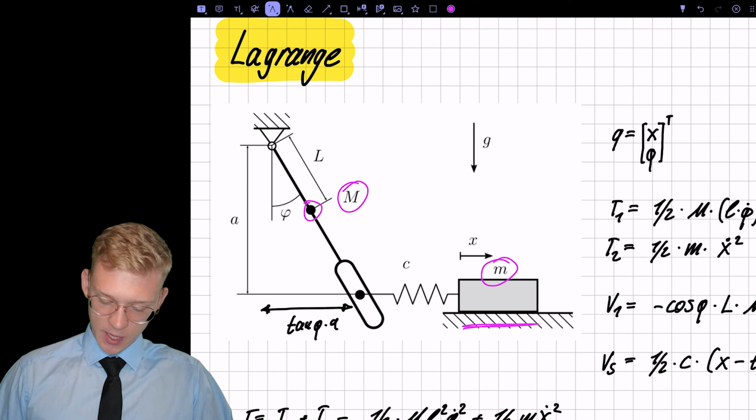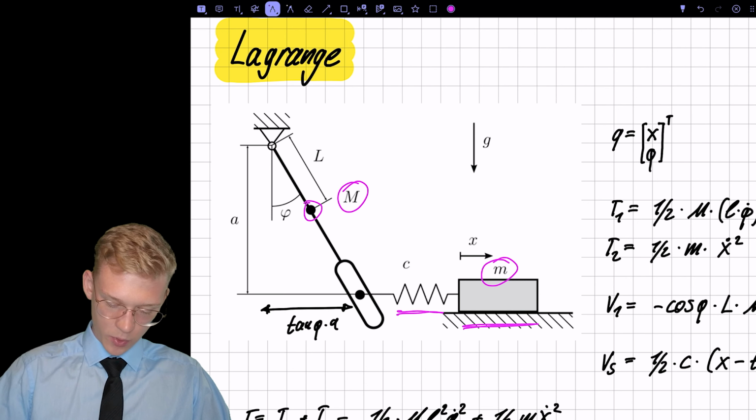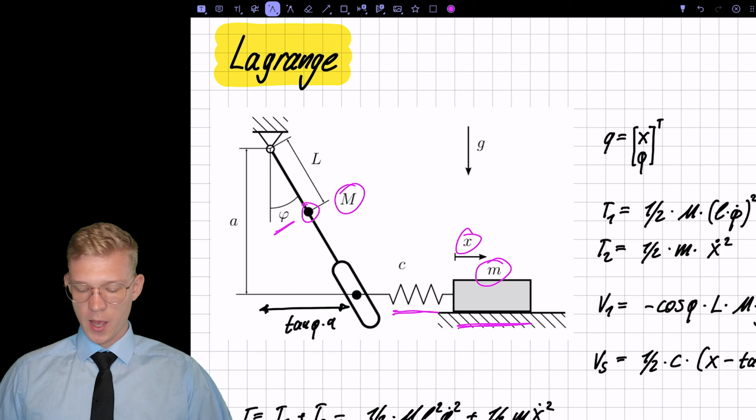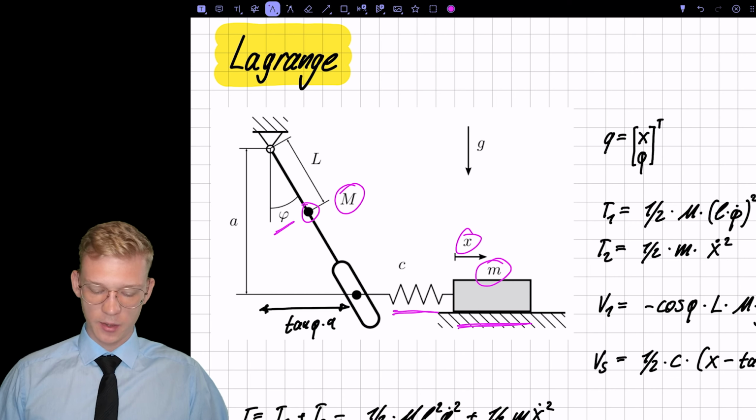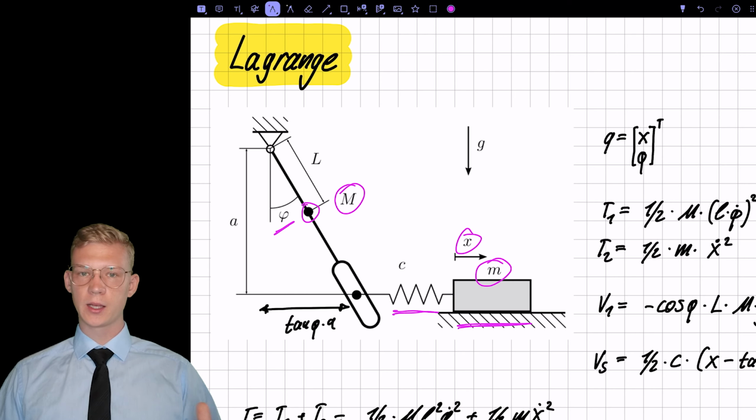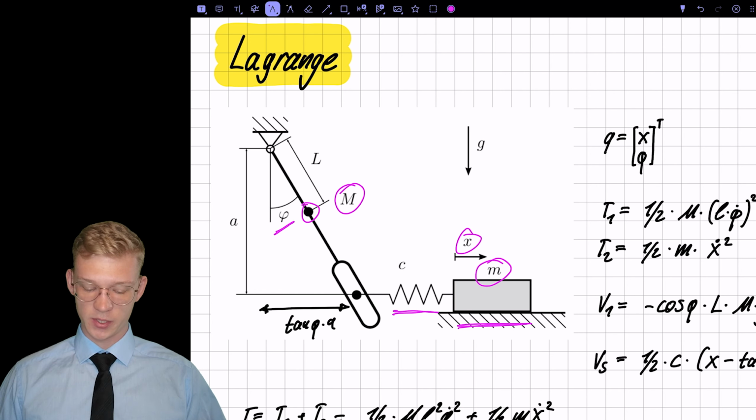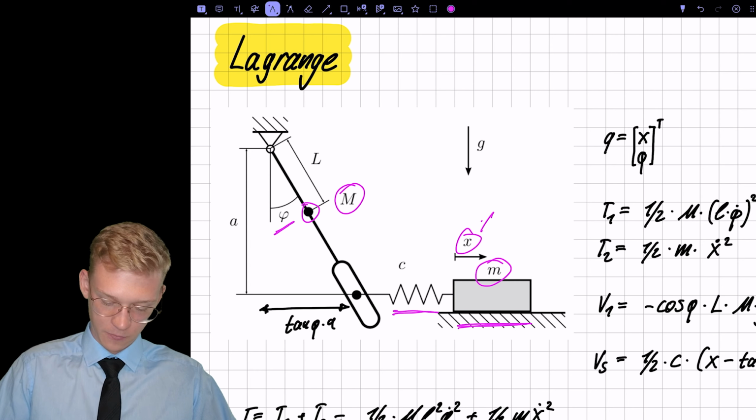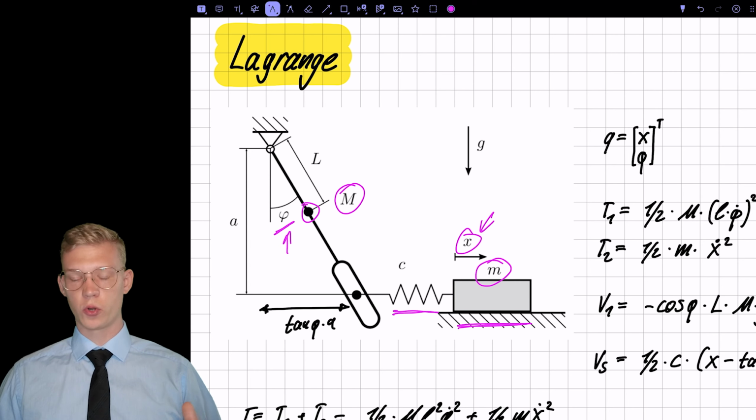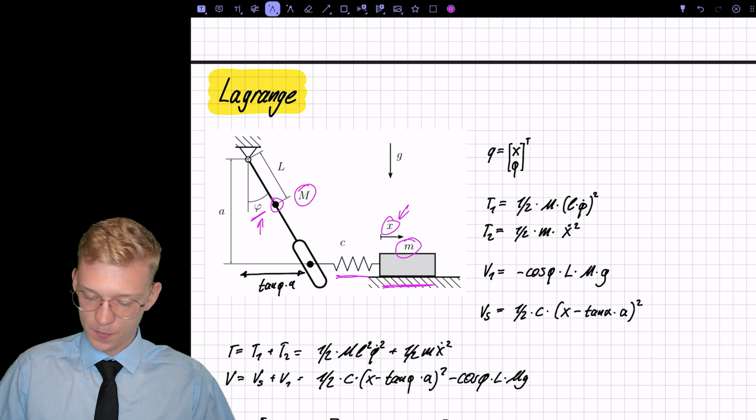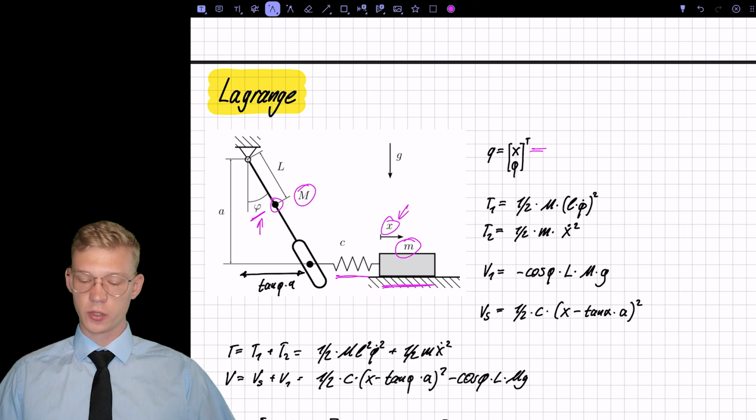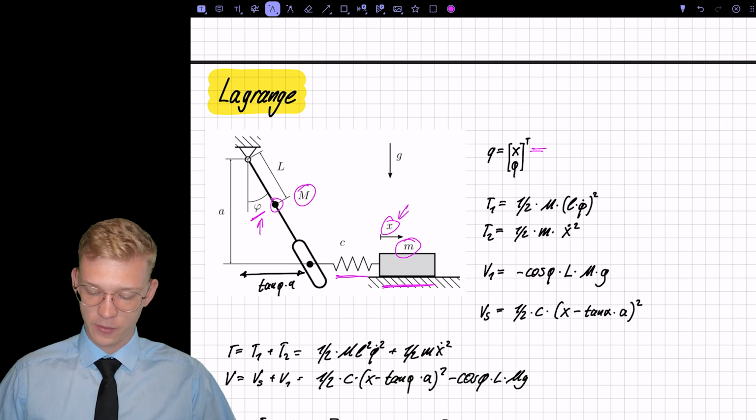The mass is connected to the pendulum with the spring C, and we are given the angle and the displacement. These two coordinates, the angle and the displacement, are all that we need to fully describe our system. So this is why we have x and phi as our generalized coordinates. This is the first thing we always have to do: find the vector of generalized coordinates. So q is x and phi.